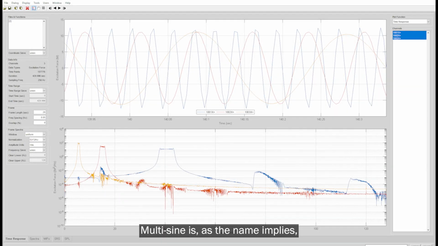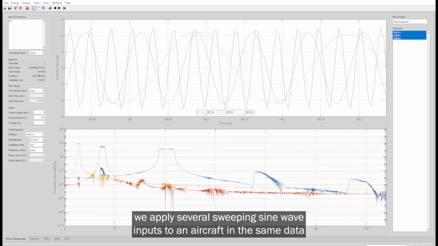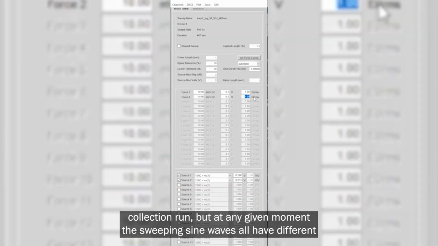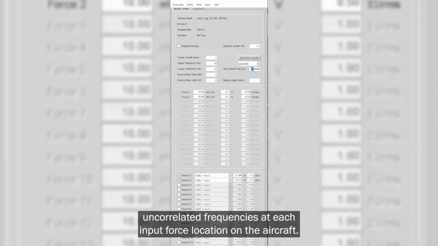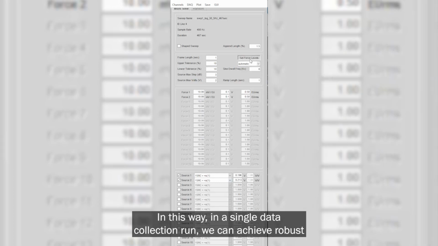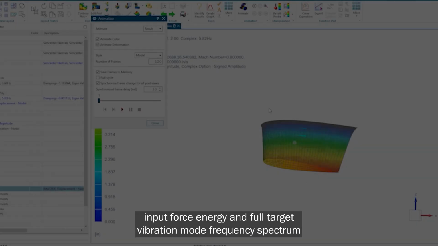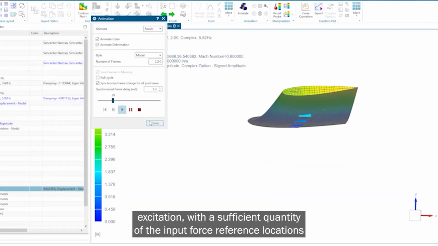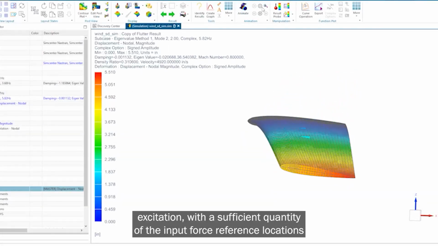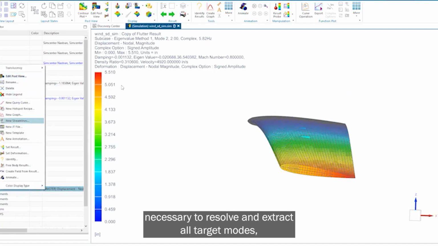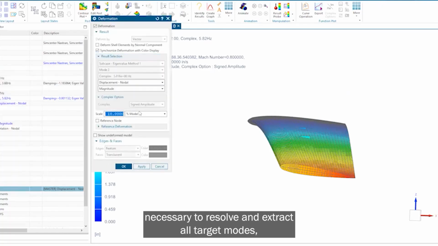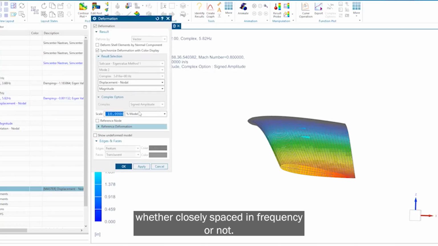Multi-sine is as the name implies. We apply several sweeping sine wave inputs to an aircraft in the same data collection run, but at any given moment, the sweeping sine waves all have different uncorrelated frequencies at each input force location on the aircraft. In this way, in a single data collection run, we can achieve robust input force energy and full target vibration mode frequency spectrum excitation with a sufficient quantity of the input force reference locations necessary to resolve and extract all target modes, whether closely spaced in frequency or not.